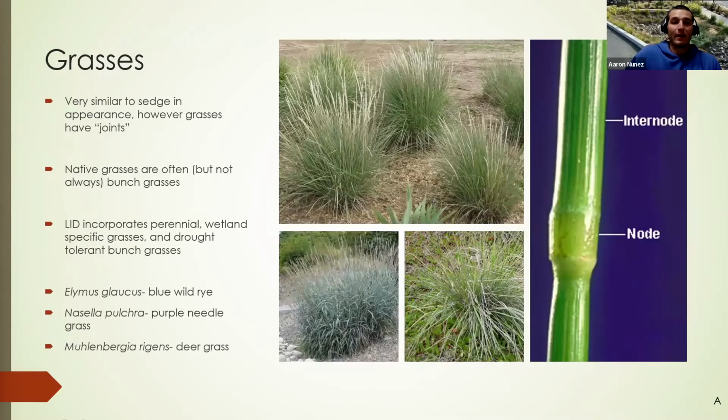And then grasses. Perennial grasses are often utilized in LID features as well. Very similar to a sedge, however, they have joints. And often our native grasses, not all the time, but often they're bunch grasses that have extremely deep root systems. Again, they have been adapted to deal with wet weather, wet winters, where they'll be inundated with water, can live underwater, and then extremely dry, hot summers in clay soils. So incorporating grasses as well is another way to deal with the uptake of pollutants.